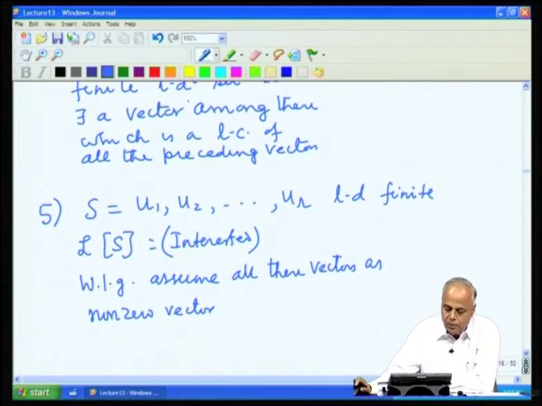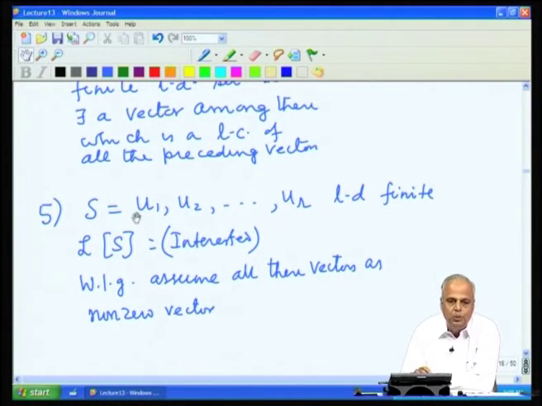So, now what we do is we look at this set S. Let me first explain what we do. Let us look at the set S. What I do is I start moving from the left. Can u1 be a linear combination of the preceding fellows? No way, because u1 is a non-zero vector and there is nothing previous. So, it cannot be expressed in any term. So, u1 is not a linear combination of the preceding ones.